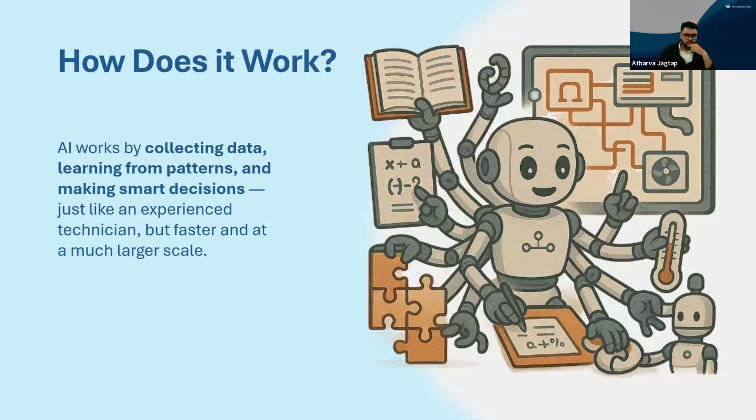AI works like an extremely fast junior technician. Suppose the AI system has collected some data, learns some patterns from that data, and then makes smarter decisions. It's not just hard-coded logic, it's learning from behavior and acting like your most observant technician, just faster and for a whole building, not one zone. So that's how it works.